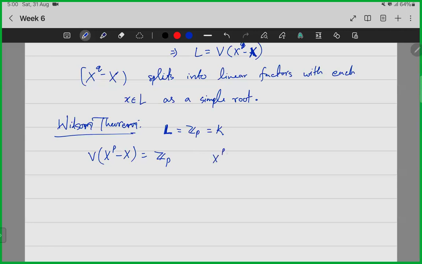So if you take the order of this, from the above we have the factorization, right? x power p minus x is equal to x times the product of x minus i bar, i from 1 to p minus 1. Okay, simple factors with multiplicity 1.